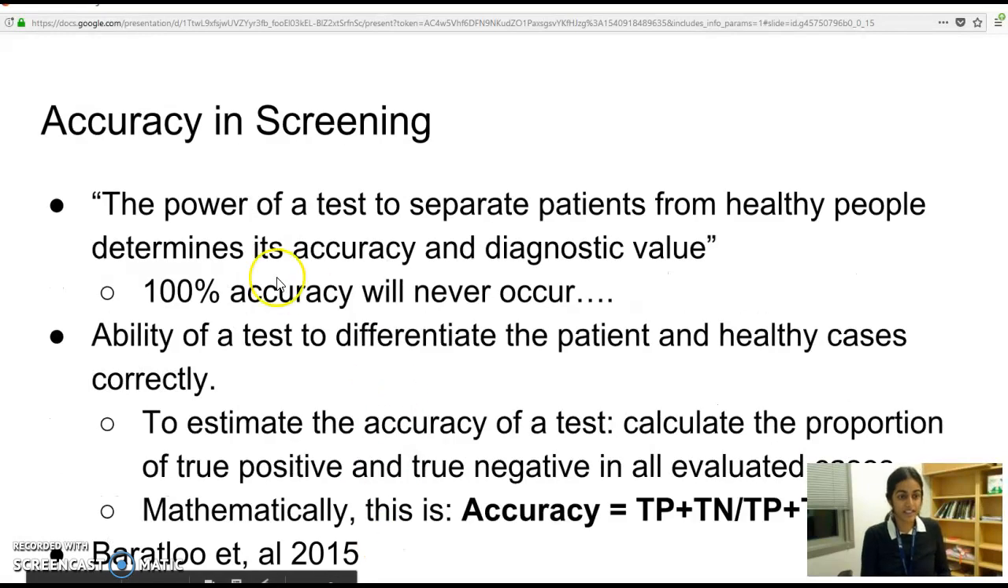So accuracy in screening: there'll never be 100% accuracy in screening, but accuracy is basically the ability of a test to differentiate the patient and healthy cases correctly. So to estimate the accuracy of a test, you have to calculate the proportion of true positive and true negative in all evaluated cases. Mathematically, accuracy would equal true positive plus true negative over all cases. So that would be true positive plus true negative plus false positive plus false negative.